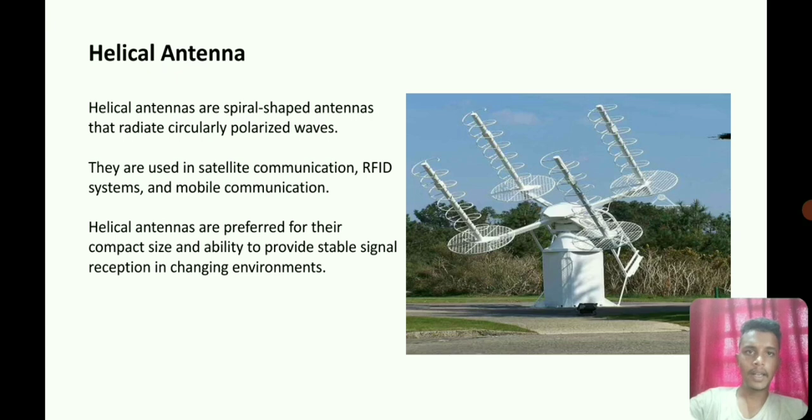And next, helical antenna. Helical antennas are spiral shaped antennas that radiate circularly polarized waves. They are used in satellite communication, RFID systems, and mobile communications. Helical antennas are preferred for their compact size and ability to provide stable signal reception in changing environments.